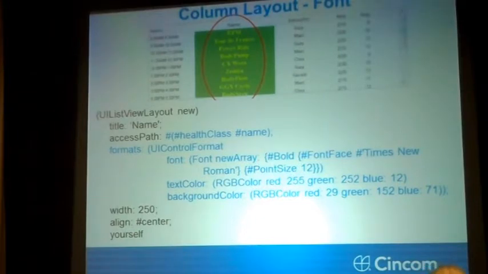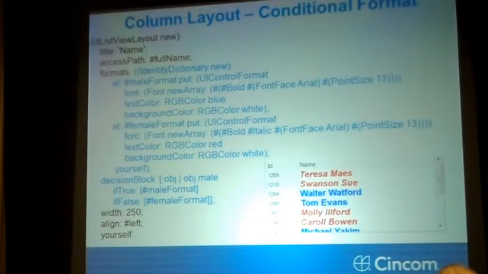Now, the most complex one, we get it for last, it's the conditional formatting. Here we assign a format in the form of an identity dictionary. So we have a male format, female format. We assign it to the formats, and then we have a decision block, which will return a symbol that should be used for the format.